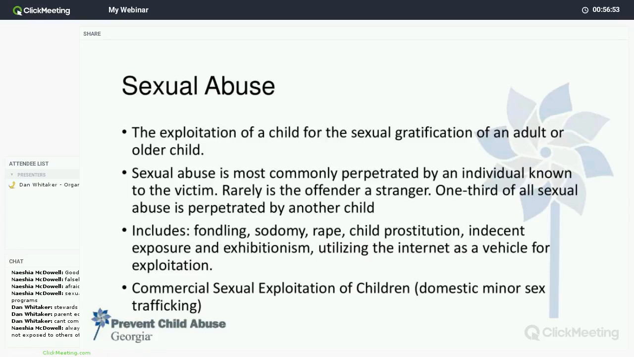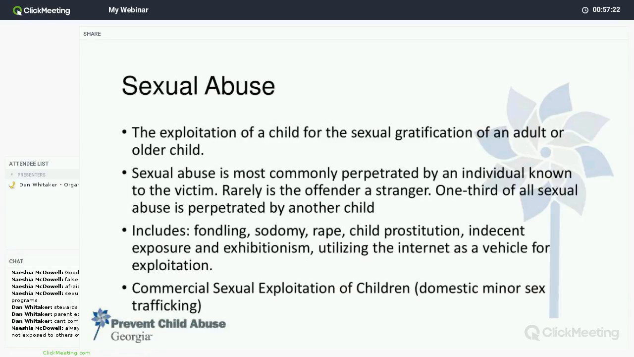But if the child is 14 or older and the other child is within 4 years of them and it is consensual, that will not be considered sexual abuse. However, we know in Georgia that the age of consent is 16. So while this is not considered sexual abuse by DFACS, it might be considered criminal by their parents or other people choosing to report it. So in that case, it would be reported as a criminal activity to 911 and law enforcement.